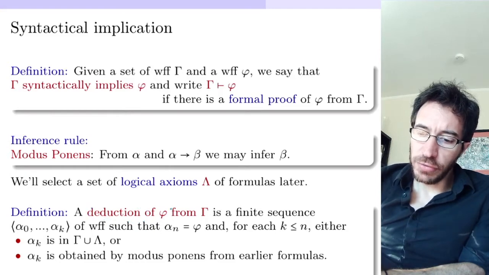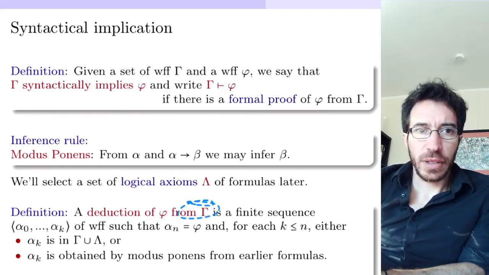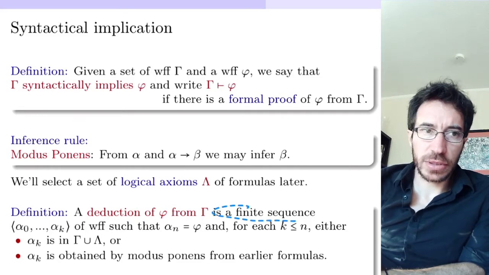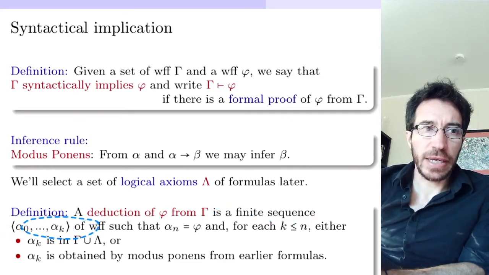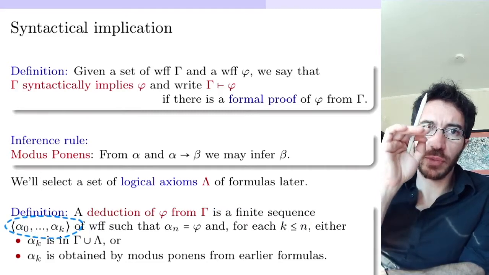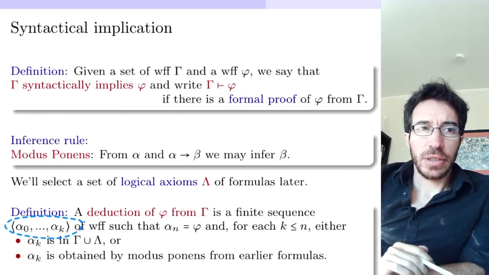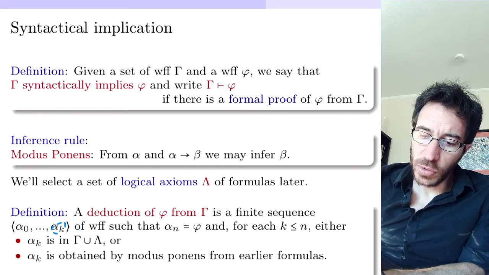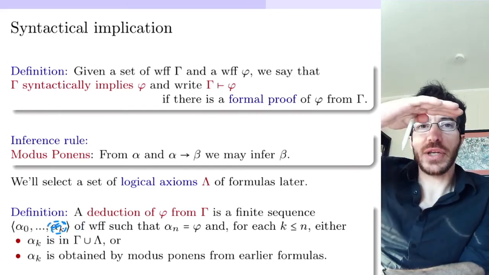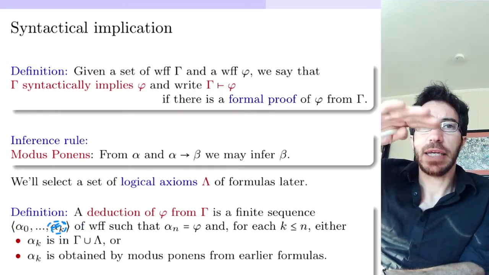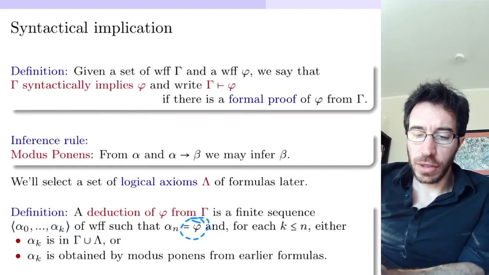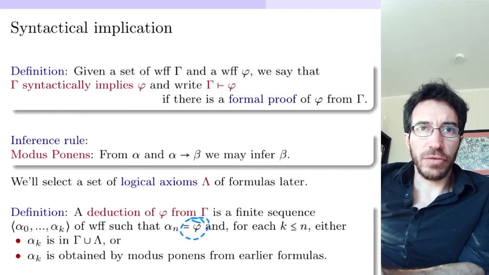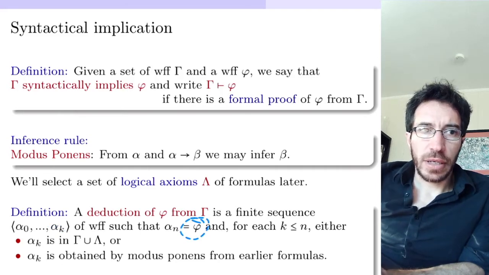So a deduction of phi from gamma is the following. It's a finite sequence, alpha 0, alpha 1, alpha 2, alpha 3, up to alpha k, of well-formed formulas, where the last one is the one you want to derive. Essentially you're proving something by making claims: you make a claim, then the next claim, and then the next, and you want to end up with the formula you want to prove. And it has to satisfy the following.